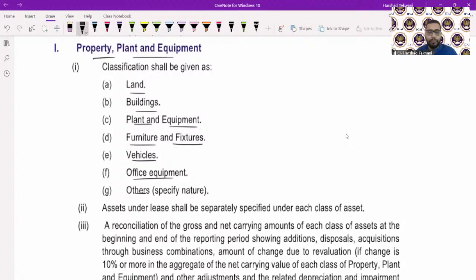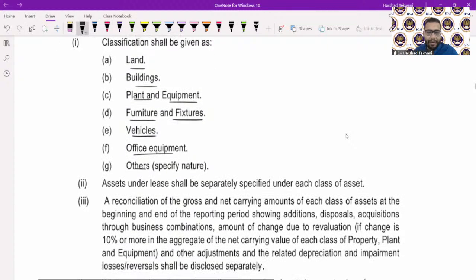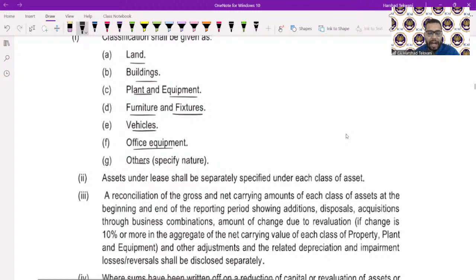I'll tell you how to remember it, it is simple. Land. Think about the distinct assets that you can have. I can have land, I can have a building, I can have furniture, I can have a vehicle, I can have plant and machinery, and then the last one is office equipment. That's it. It's easy to remember, nothing hard. So these are the classifications under which the fixed assets are required to be divided. Then lease shall be separately disclosed.